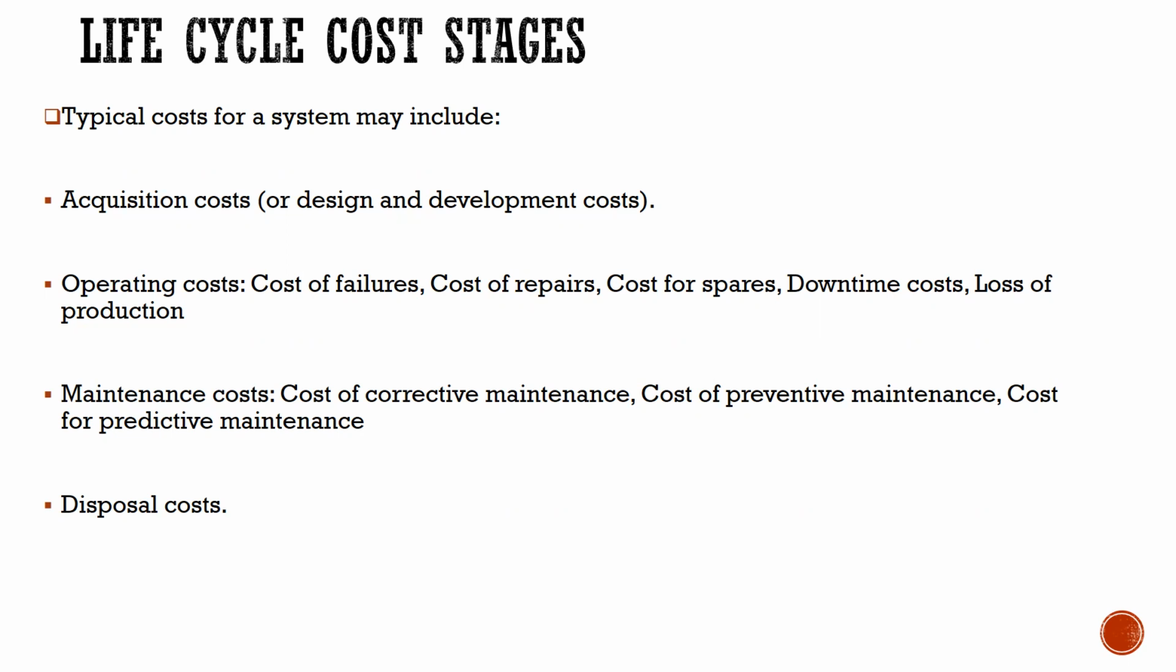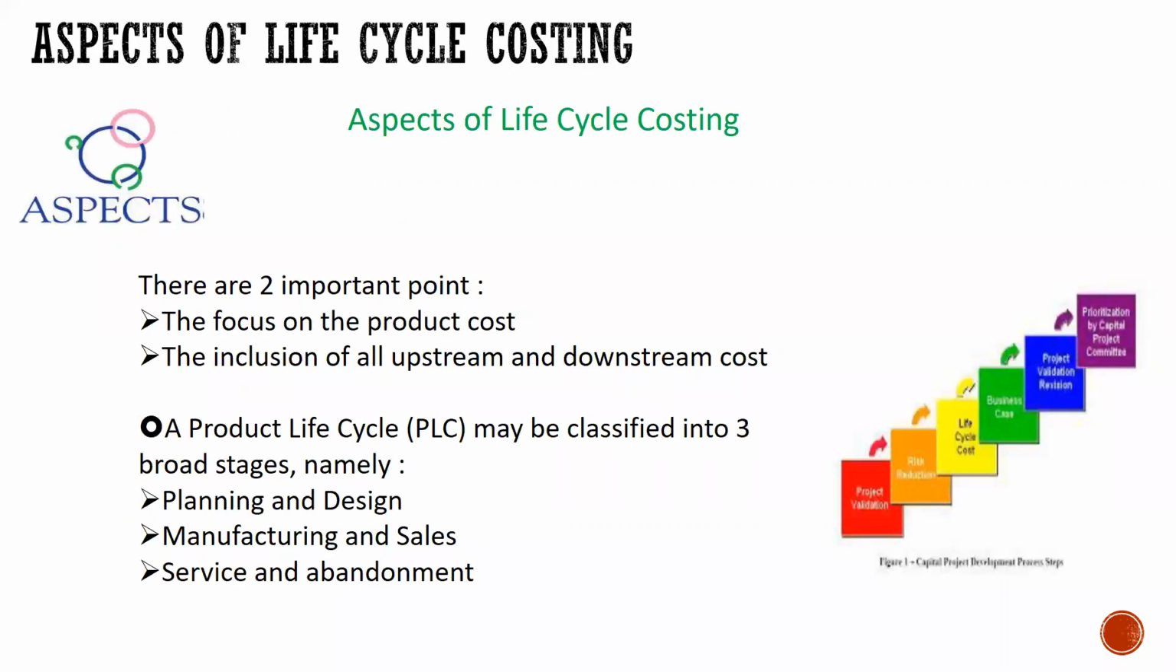Then operational cost, or operating cost. You need to find the cost of failures, cost of repairs, cost of spares, downtime cost, loss of production, which are all part of operational cost. And the third one is maintenance cost. Maintenance costs are examples of cost of corrective maintenance, cost of preventive maintenance, cost of predictive maintenance. You must analyze all such costs. And the final one is disposal cost. These are the 4 stages of life cycle cost.